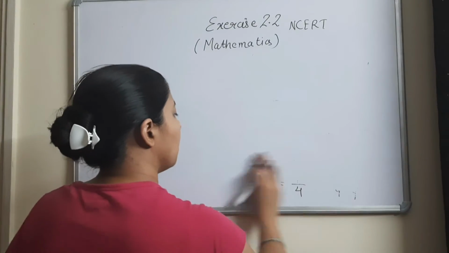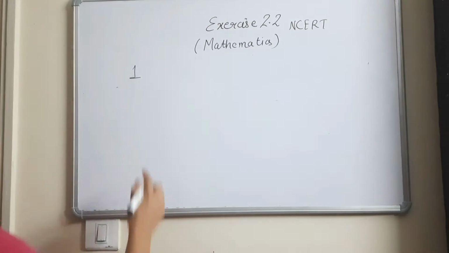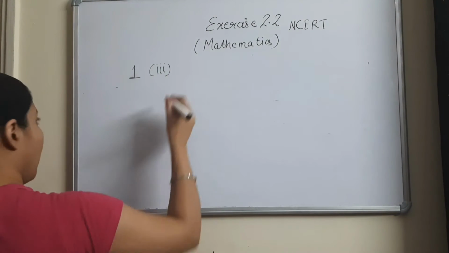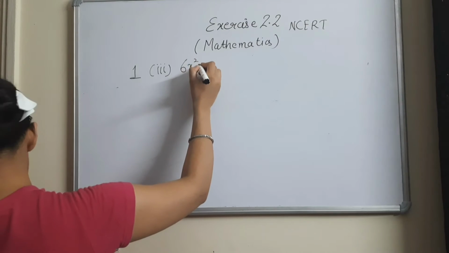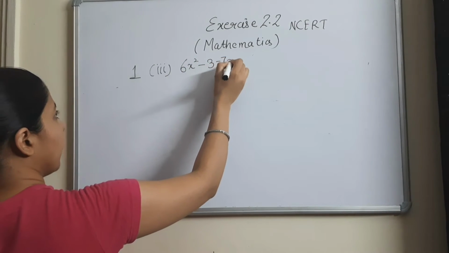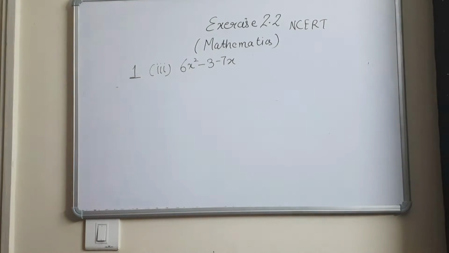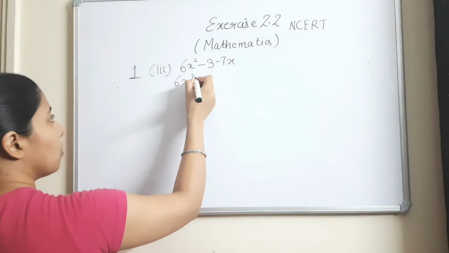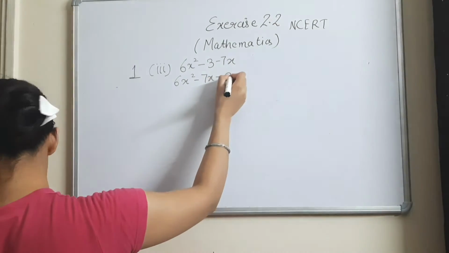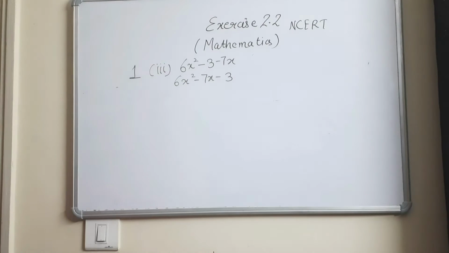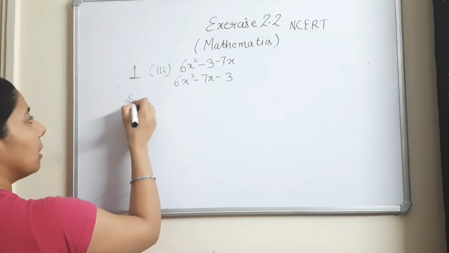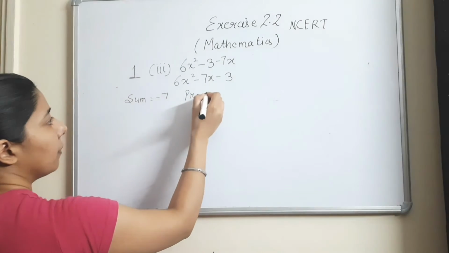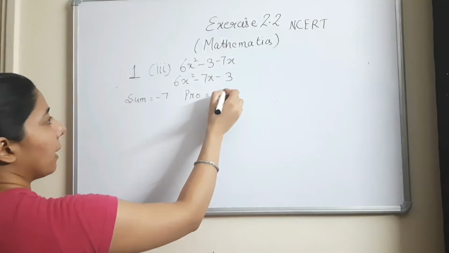Part 1, question number 3. 6x square minus 3 minus 7x. So first you need to arrange these terms in the correct order. So we are now arranging the terms as 6x square minus 7x minus 3. Now by using split the middle term, think of two terms so that the sum will be minus 7 and the product will be 6 into minus 3, which is minus 18.